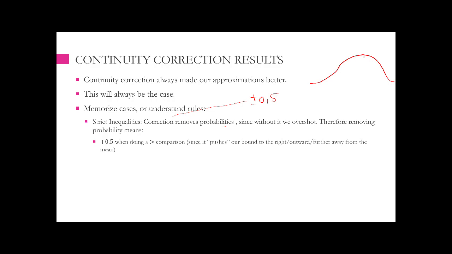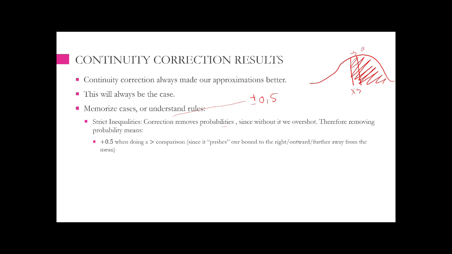And so when we're talking about removing probability, when we're doing a greater than comparison, if we look at this kind of case, this is our bound here, x, and this is the area we want. When we're removing probability, we need to move our bound to the right-hand side, and that is the correct side. We need to push our bound to the right. We need to push our bound outwards.